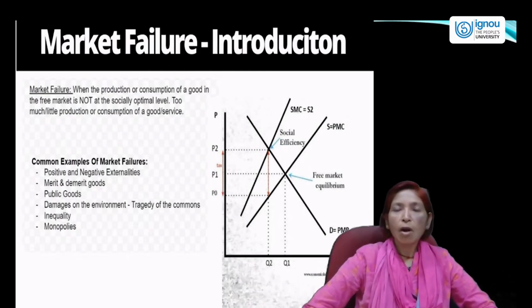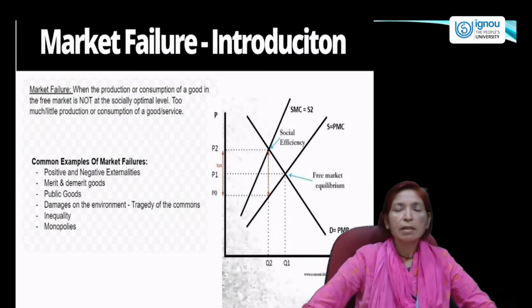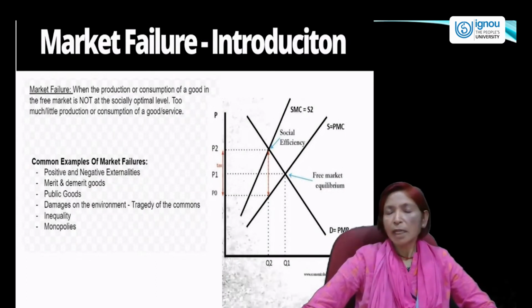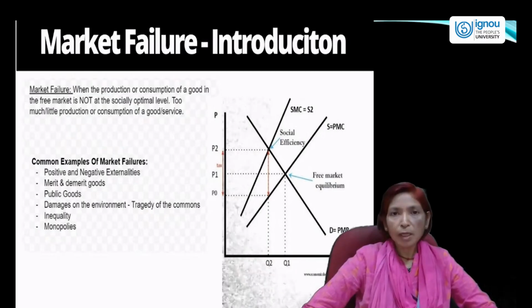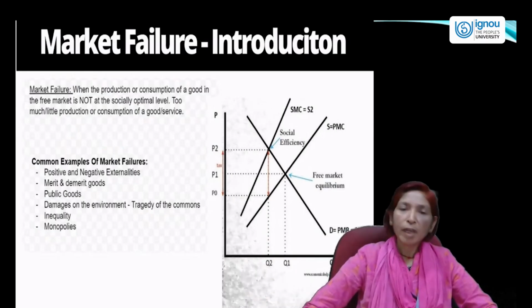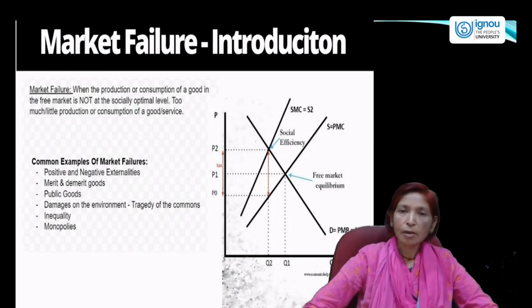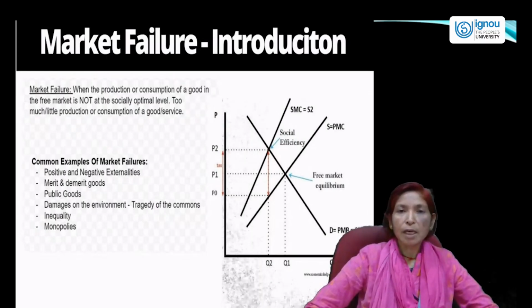When demand is not equal to supply, then equilibrium can't be achieved. When the economy is not in equilibrium position, then disequilibrium exists. When demand and supply both are not equal, then the market becomes a failure. So market failure generally occurs in the case of production or consumption of a good in a free market when it is not able to achieve the socially optimum level.